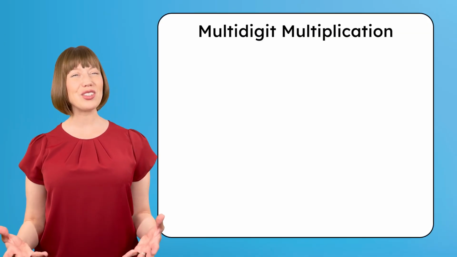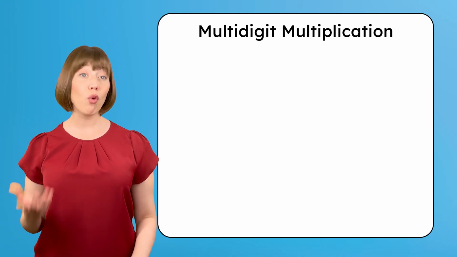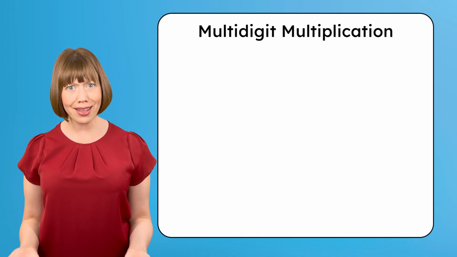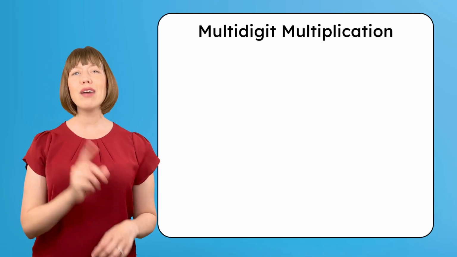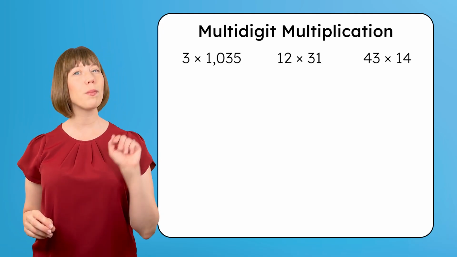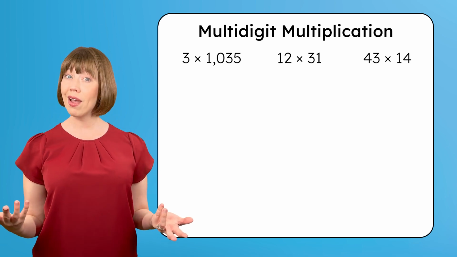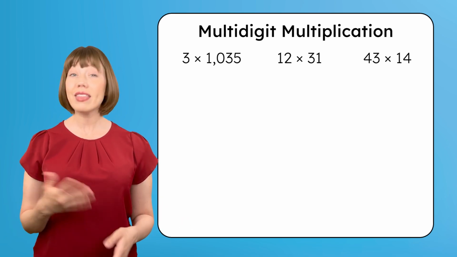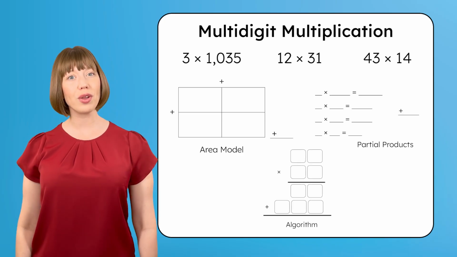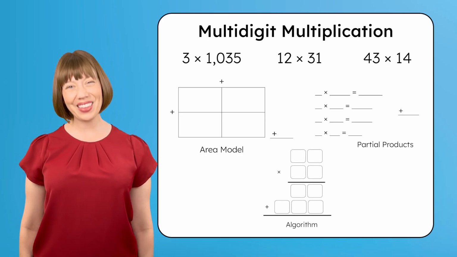In today's challenge, we'll find the product of a 4-digit number times a 3-digit number. That's a new skill, but we have solved 1-digit by multi-digit and 2-digit by 2-digit problems before, with strategies like the area model, partial products, or the multiplication algorithm. So we can start there.